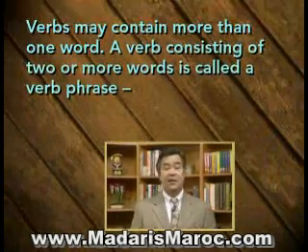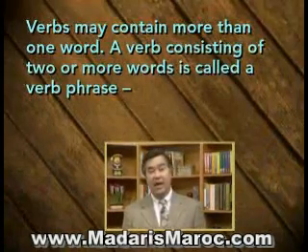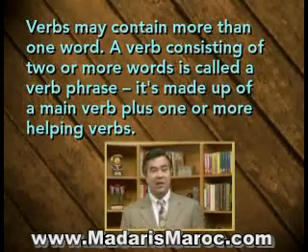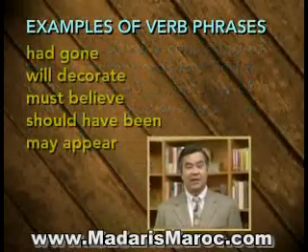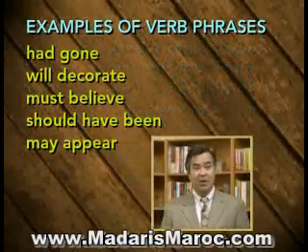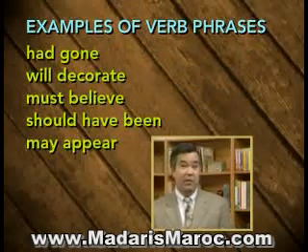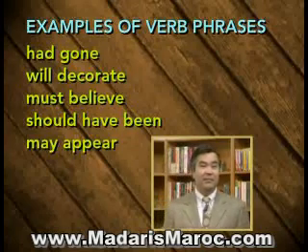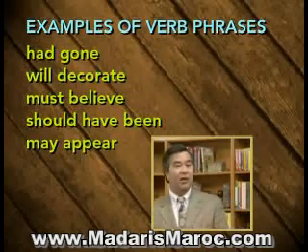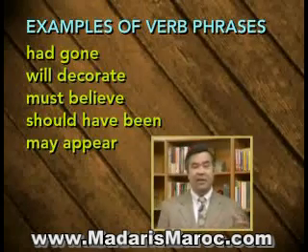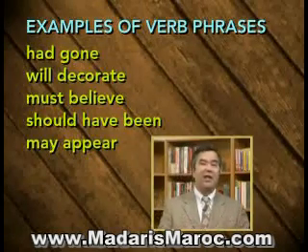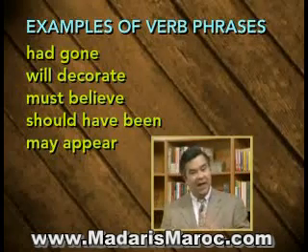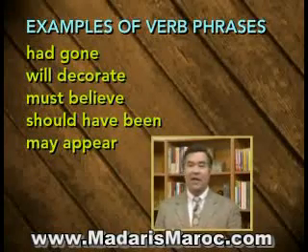When a verb consists of two or more words, it's called a verb phrase, and it's made up of a main verb and one or more helping verbs. Here are a few examples of verb phrases. Had gone, will decorate, must believe, should have been, and may appear. In each of these phrases, the main verb comes last, and one or more helping verbs have been added on to modify or give further meaning to the main verb. And in each case, the helping verbs somewhat change the meaning of the main verb.